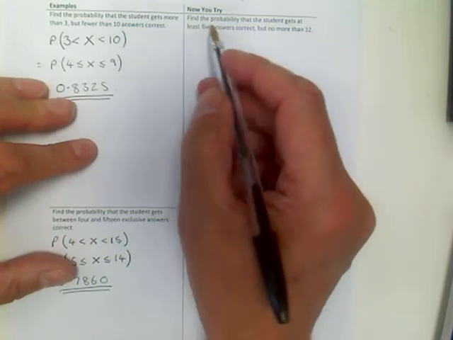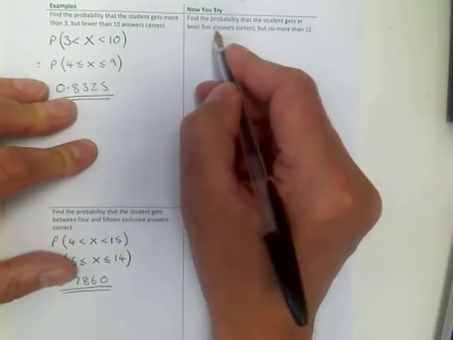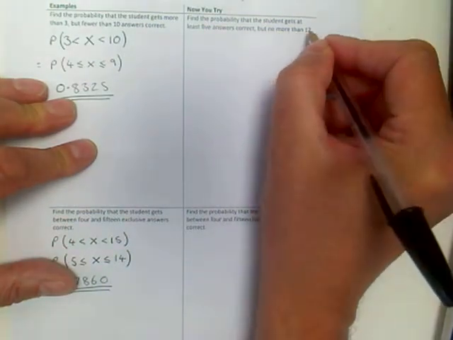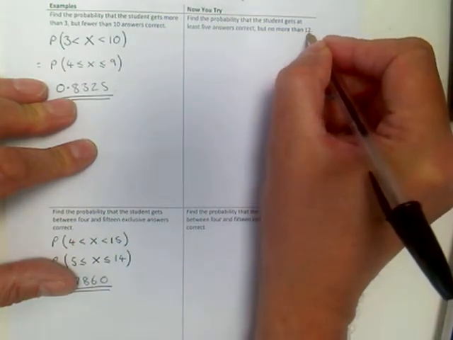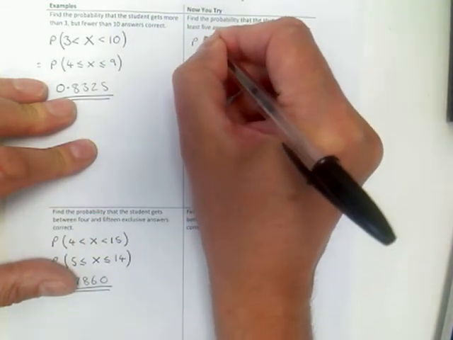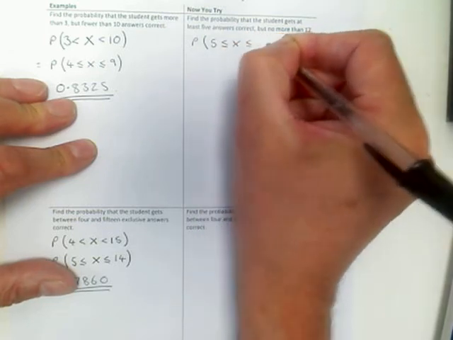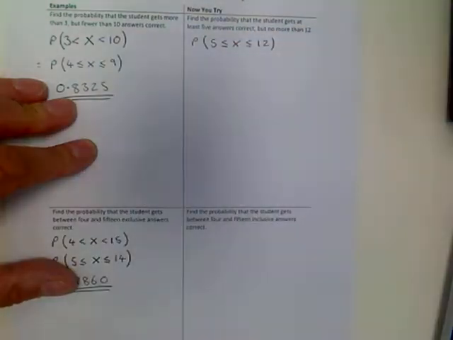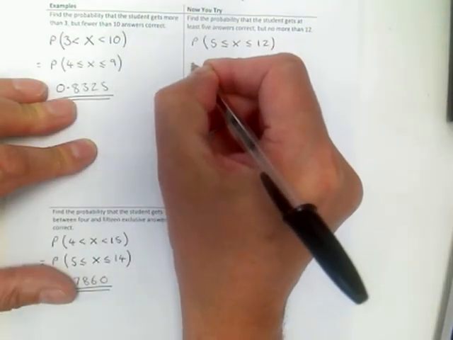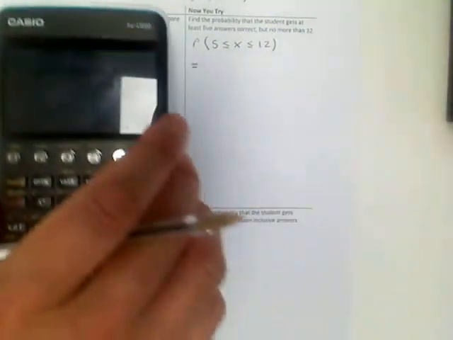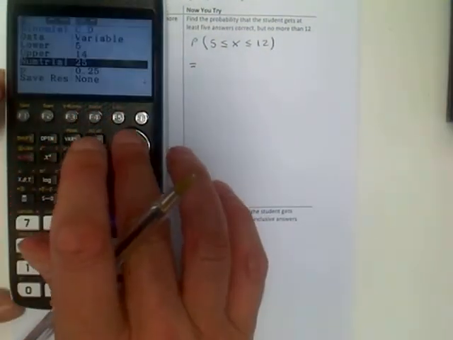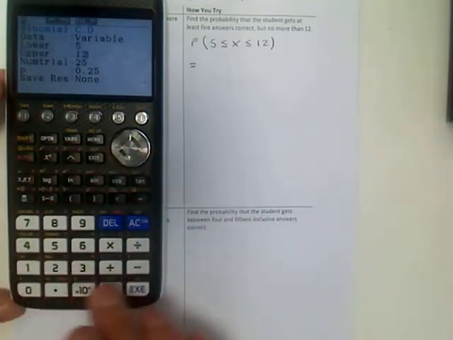Okay, so on the now you tries, find the probability that the student gets at least 5 answers correct, but no more than 12. At least 5 answers correct, but no more than 12. So we can include 12 and we include 5. So actually what I am after this time is that. It often pays to read the question over a few times just to make sure you've got the bounds right. Once we've got that, easy peasy.